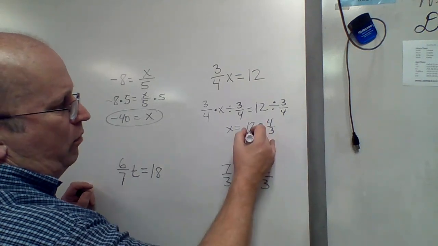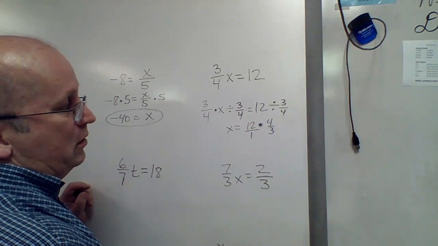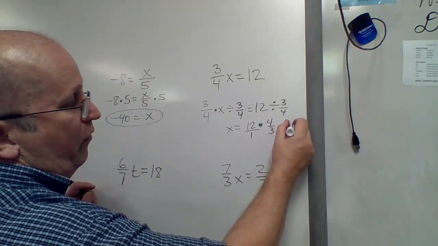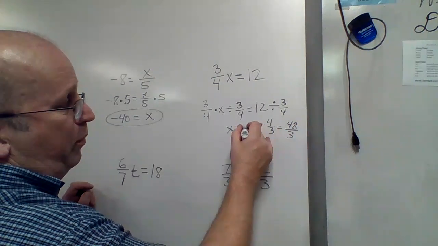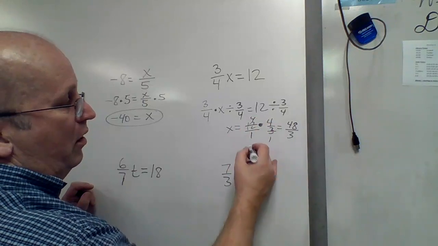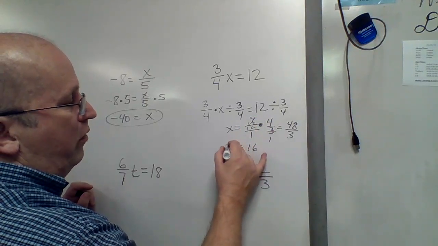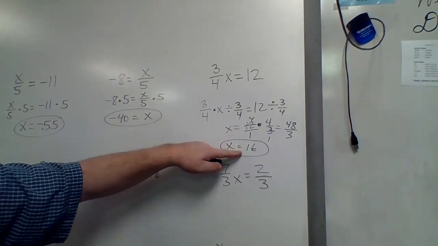But how do I do that? Well, remember how to do that? You're going to change 12 into 12 over 1. And I get 48 over 3 when I do the multiplication. But I can also do some simplifying. Divide by 3, divide by 3. And I get this. And so I get an x value of 16. My x in this case is 16.